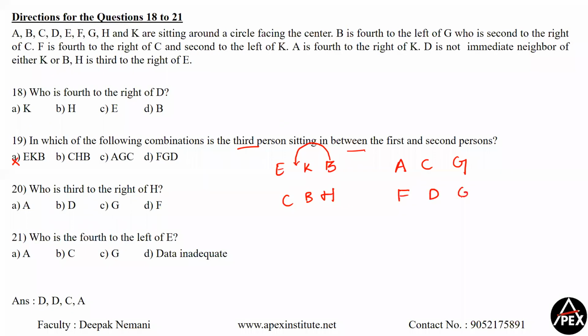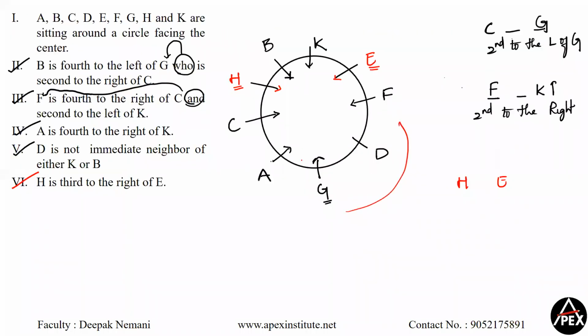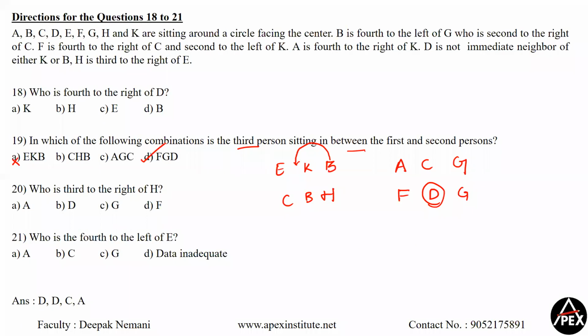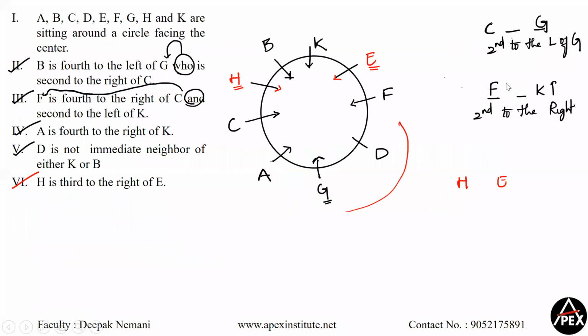F, D, G. So we should be having D sitting between F and G. Do we have that? Yes. So the answer for this question should be option D. Is it clear now? So someone asked me to explain the second question. So who is that? Yeah, clear. Guys, any doubts in this question? Quick responses. So can I move to the next question? Yes. So moving ahead.